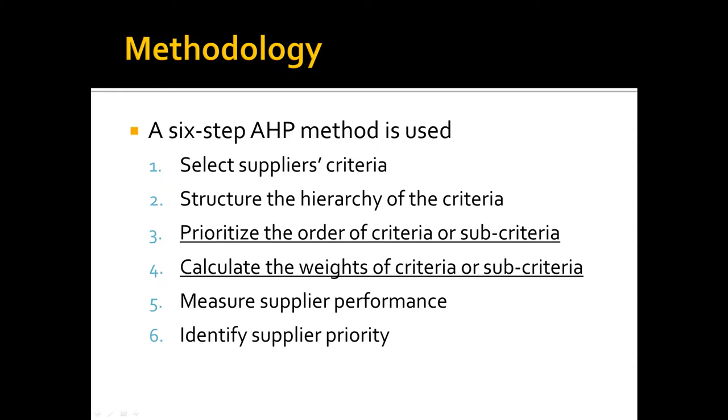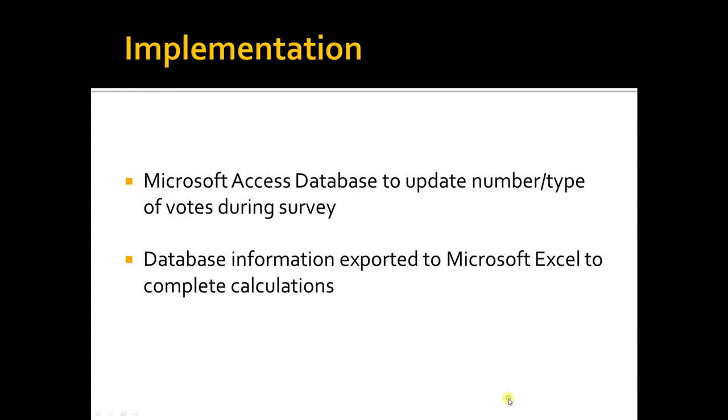The method used is a 6-step AHP method: selecting supplier criteria, structuring the hierarchy of the criteria, prioritizing the order of criteria or subcriteria, calculating the weights of the criteria or subcriteria, measuring supplier performance, and identifying supplier priority. As you can see, step 3 and 4 are underlined. That just indicates that for the VAHP process, these two are a little bit different. In order to prioritize the criteria and calculate the weights, we have to take the votes and put them into that linear programming model to figure those out.